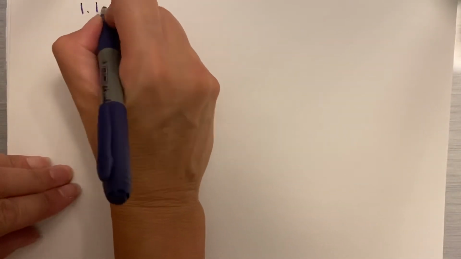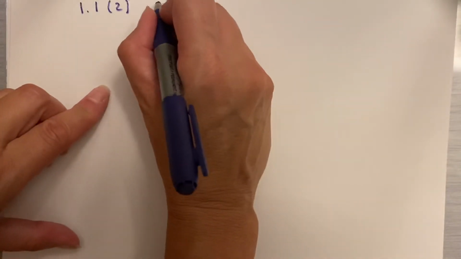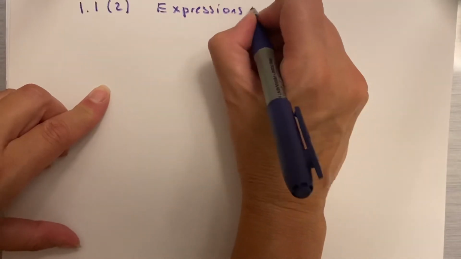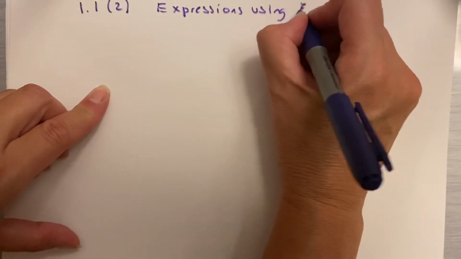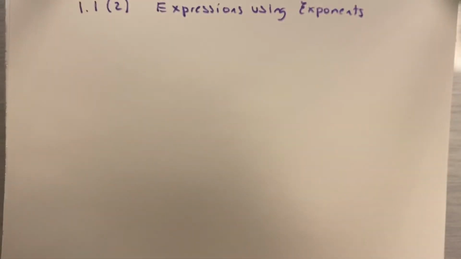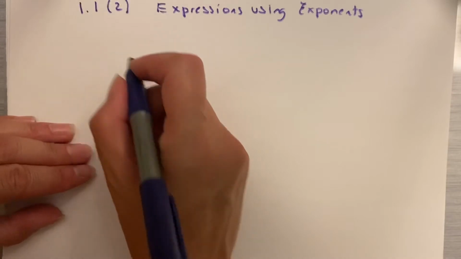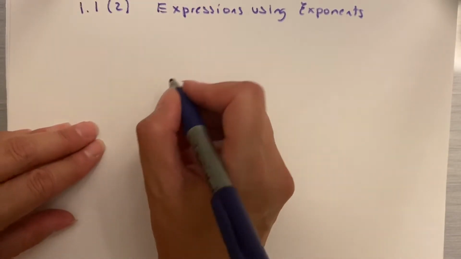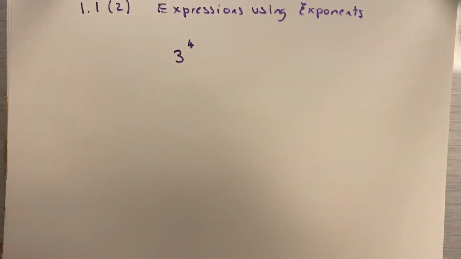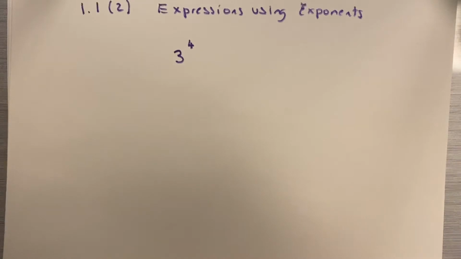1.1 Part 2. Expressions using exponents. We're going to go back briefly to some vocabulary. And to do that, I'm just going to draw the number 3 raised to the 4th power. And we're going to talk a little bit about some vocabulary again.